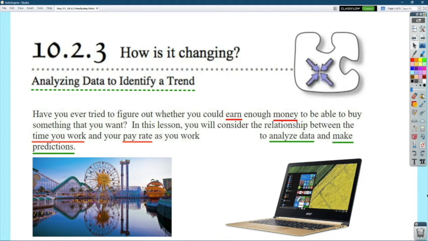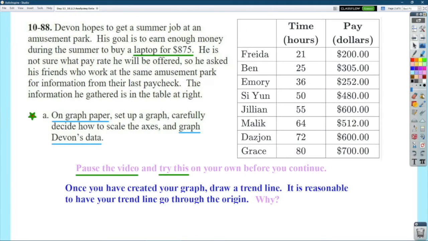Have you ever tried to figure out whether you could earn enough money to be able to buy something that you wanted? In this lesson, you will consider the relationship between the time you work and your pay rate as you work to analyze data and make predictions. We'll do this together. For 10-88, Devin hopes to get a summer job at an amusement park. His goal is to earn enough money during the summer to buy a laptop for $875.